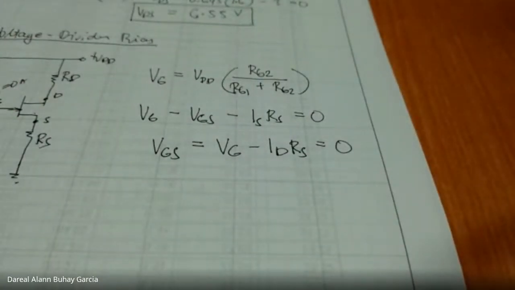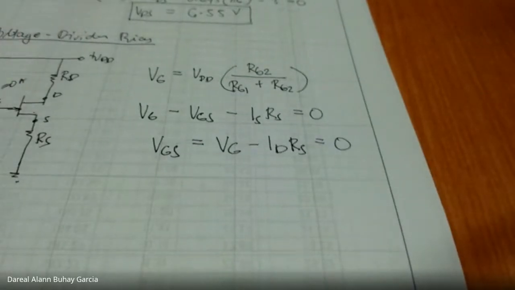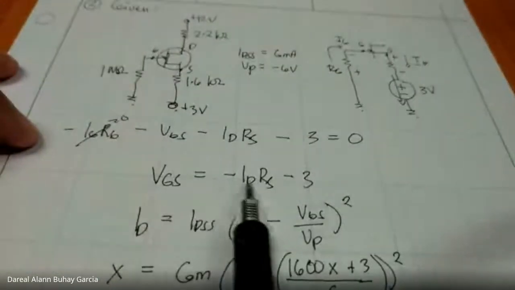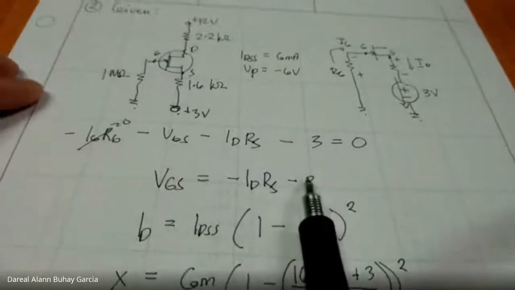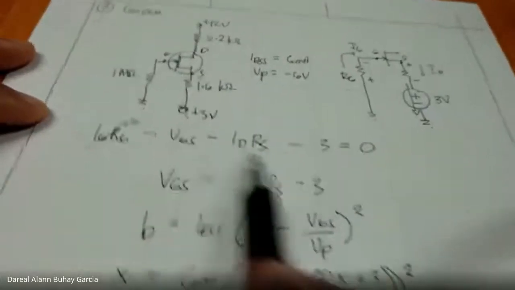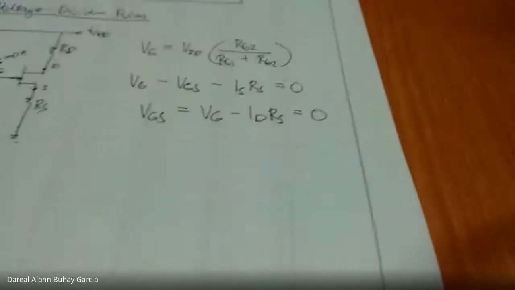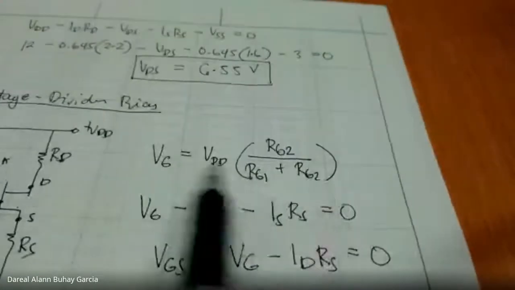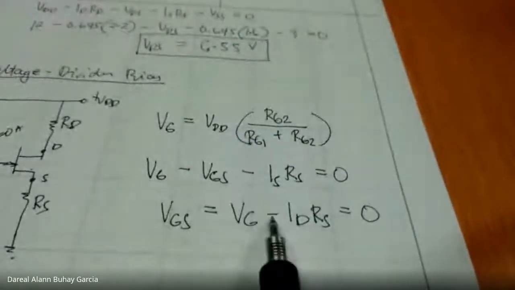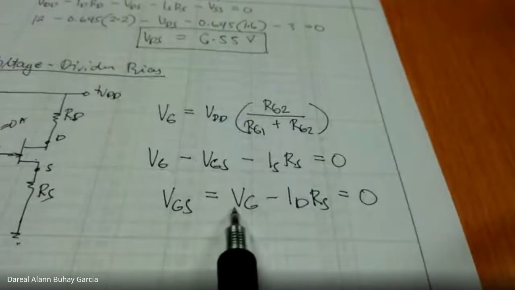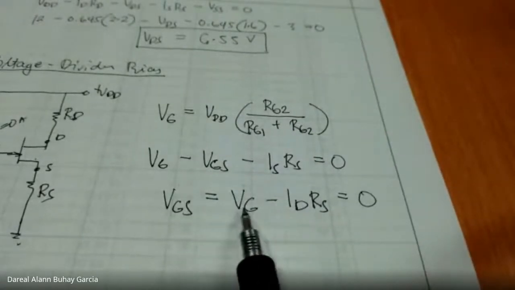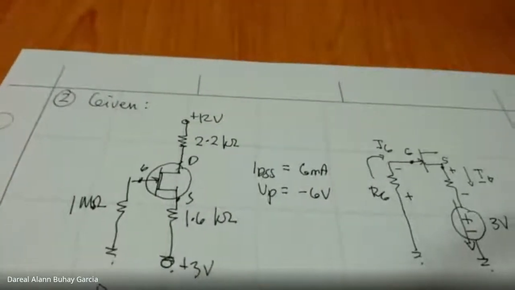We get the same analysis as in the previous example. Here VGS is negative IDRS minus 3, so negative 3 at the source. But in this case, VG is positive, which is the VTH voltage, a constant value. We get the same analysis in this type of circuit.